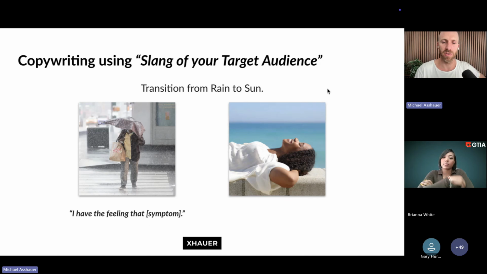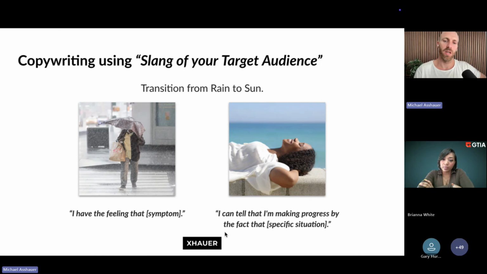And then when it comes to the sunny situation, you can make use of the sentence, "I can tell that I'm making progress by the fact that," and then here you describe specific situations, or you let them describe that. I can tell that I'm making progress by the fact that, and then specific situations. That's always very, very important in copywriting.